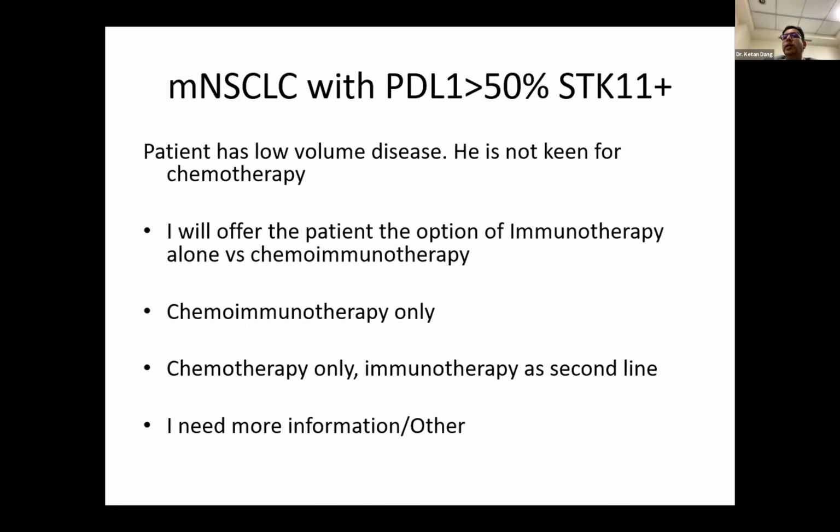So lung adenocarcinoma, high PDL1 with STK11. He's not keen for chemotherapy, as we know that had there been no STK11, so PDL1 more than 50% with driver mutations negative, you can use Pembro straight away as a single agent and you expect great response. So what will we offer to the patient here?